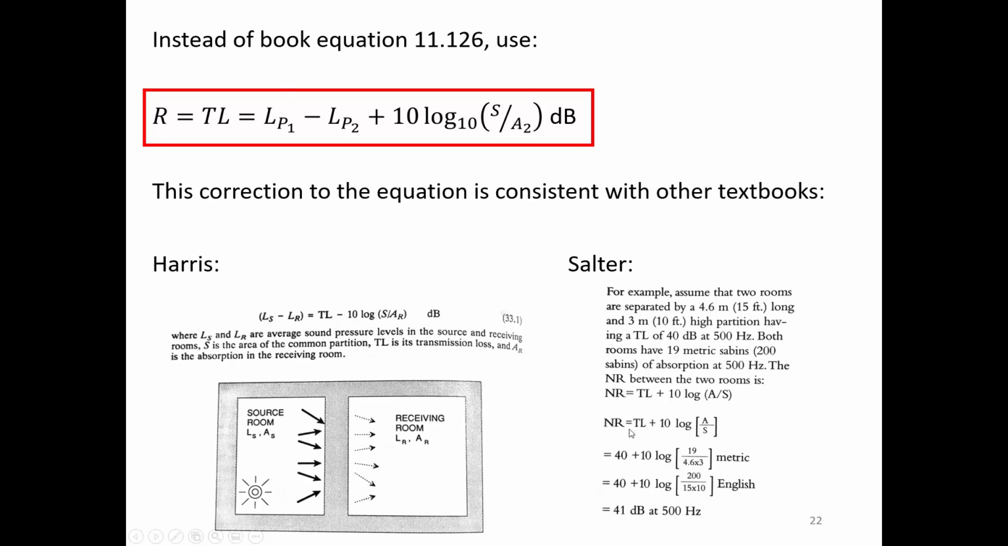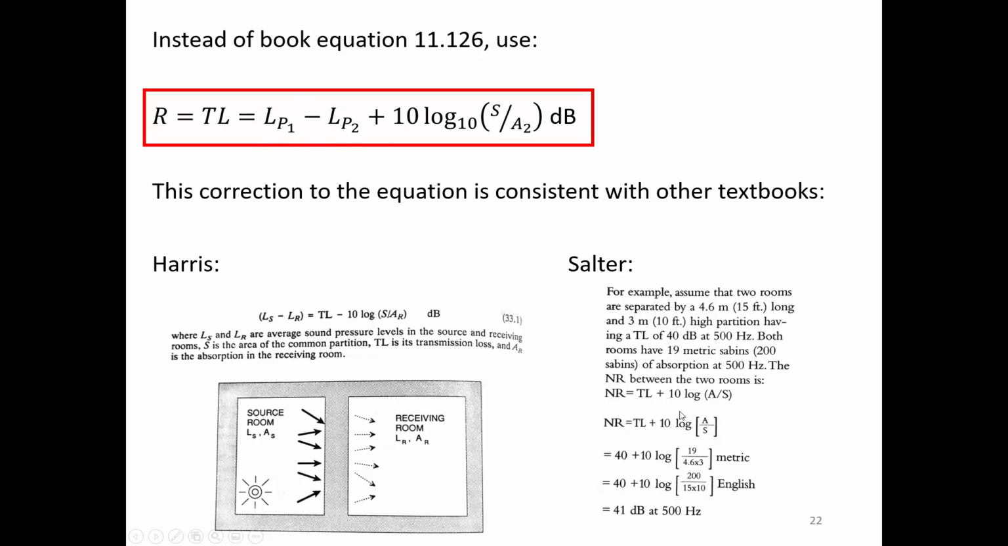And then Salter, another big name in acoustics, he wrote a pretty influential book. Kind of more, I think, meant for architects than engineers, but it's still a good book. But he also does it in terms of noise reduction. So he has noise reduction is going to be the source room minus the receiver room. So that's equal to transmission loss.